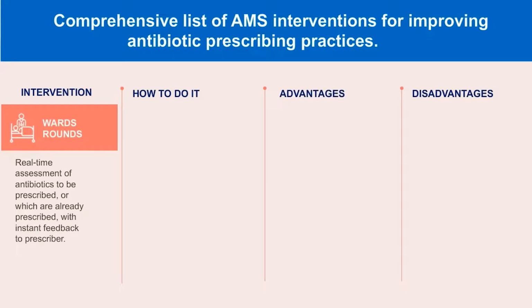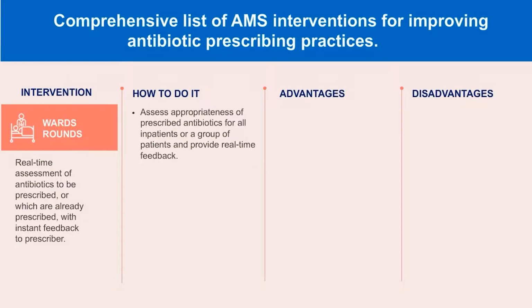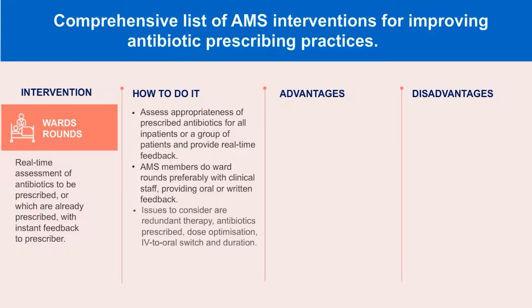Ward rounds have the opportunity to undertake real-time assessment of antibiotics to be prescribed, or which are already prescribed, with instant feedback to prescriber. How can this be done? Assess appropriateness of prescribed antibiotics for all inpatients or a group of patients, ICU, surgery, etc., and provide real-time feedback. AMS members do ward rounds, preferably with clinical staff, providing oral or written feedback.